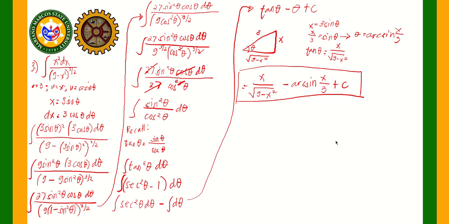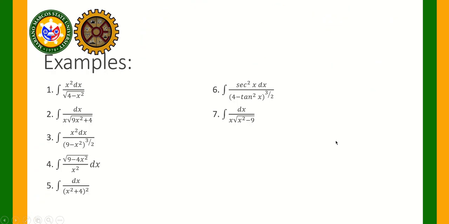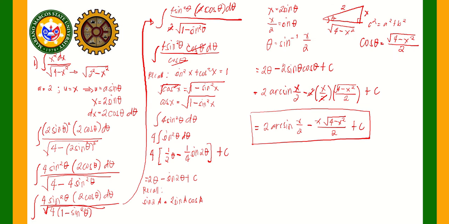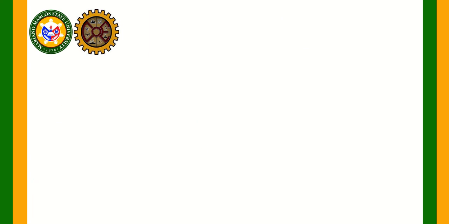Now let's see example number 4. The integral of the square root of 9 minus 4x squared over x squared dx. So our integrand takes again the form a squared minus u squared.